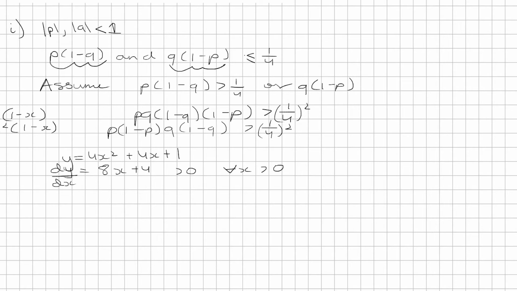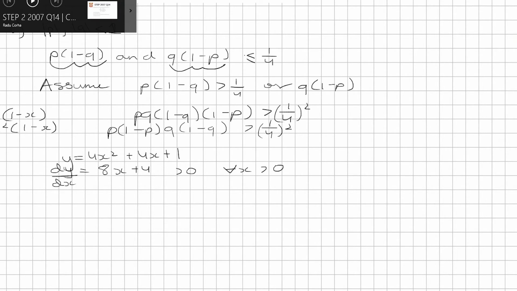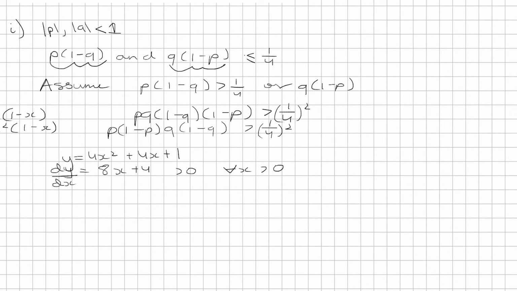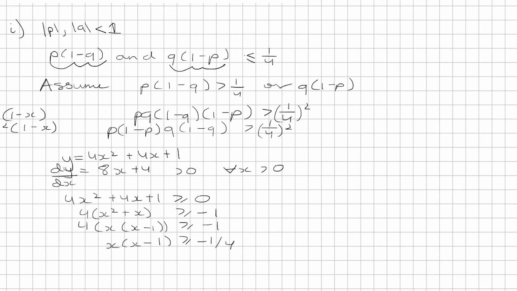We get 8x plus 4, which is greater than 0 for all x greater than 0. Then we can similarly do what we did for the first part of the question, where we set 4x squared plus 4x plus 1 greater than or equal to 0, which is true. Then we can rearrange this into 4 multiplied by (x squared plus x) is greater than or equal to minus 1. So 4x multiplied by (x minus 1) is greater than or equal to minus 1, and then x multiplied by (x minus 1) is greater than or equal to minus 1/4, and then we can multiply by minus 1 again to get x multiplied by (1 minus x) has to be less than or equal to 1/4.